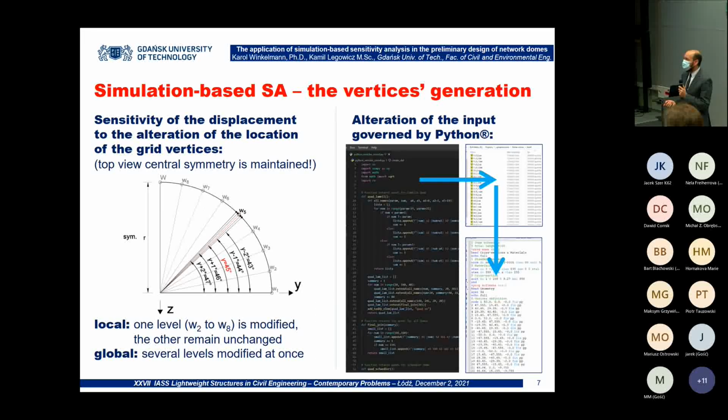We perform local analysis where one level is modified only and the other levels remain unchanged, and we investigate global ones when we take the combinations of the changes and see if a combination is favorable or not. This, of course, produces a high numerical effort.